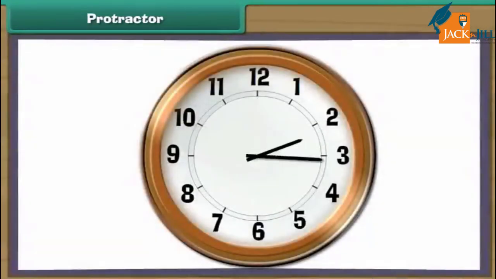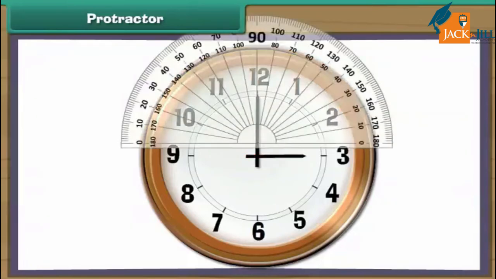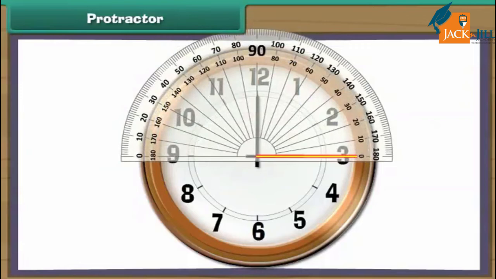Let us measure the angles made by the hands of a clock with the help of a protractor. This clock shows the time as 3. The long hand of the clock is on 12, and the short hand is on 3. Place the protractor on the short hand of the clock. The horizontal line at the bottom of the protractor must coincide with it. The midpoint of the protractor must rest on the common point where the long and short hands of the clock meet.